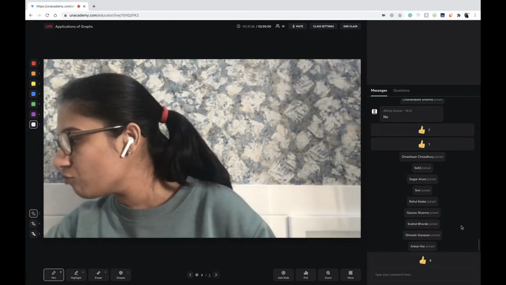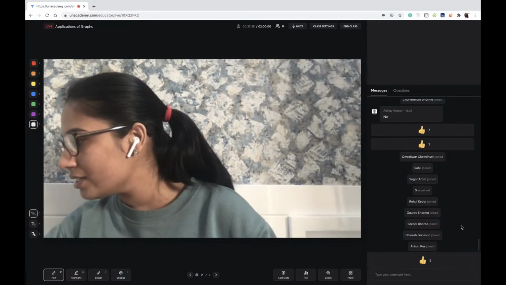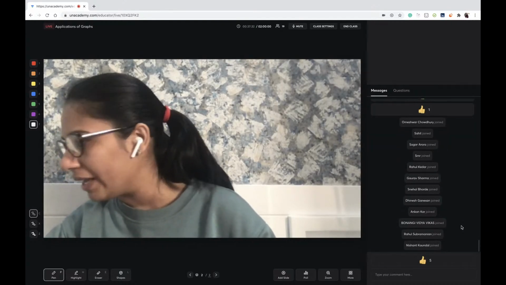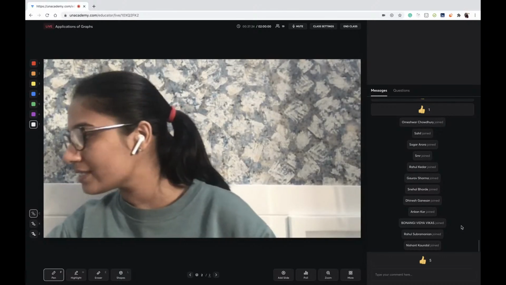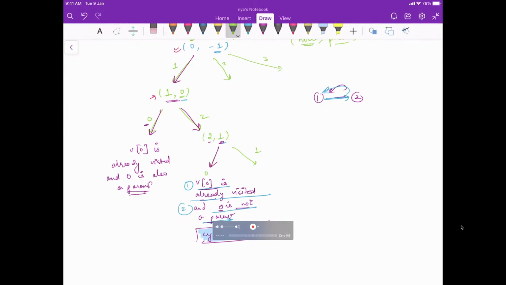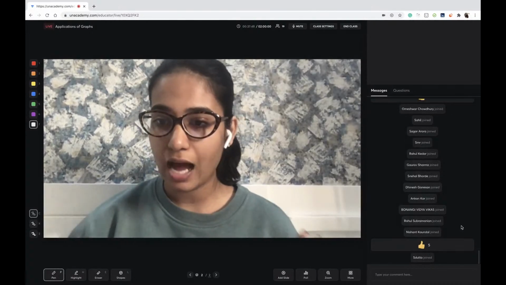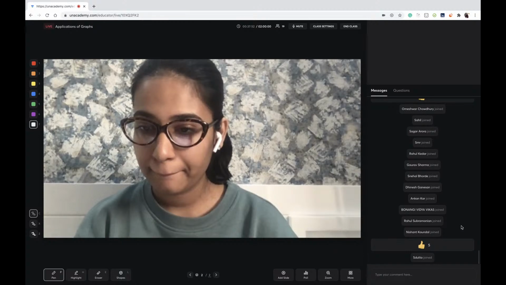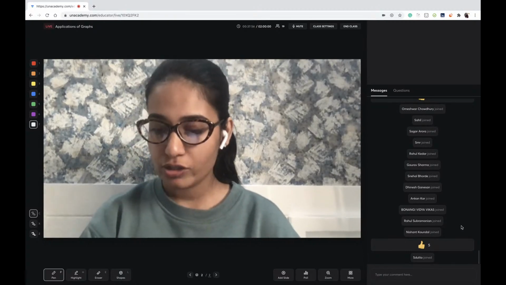Abhishek says, ma'am, what if 0 was visited, but it was not a parent? Abhishek, I think we discussed that case here only, right? If you see here, for 2 comma 1, V0 is already visited, and it is not a parent also. In those cases, we simply say that a cycle is detected. Correct? I hope that makes sense to each and everyone. Perfect, right? Okay. So that is the case.